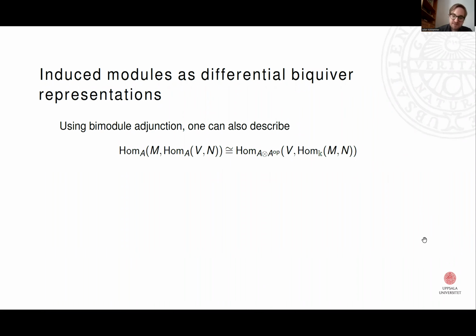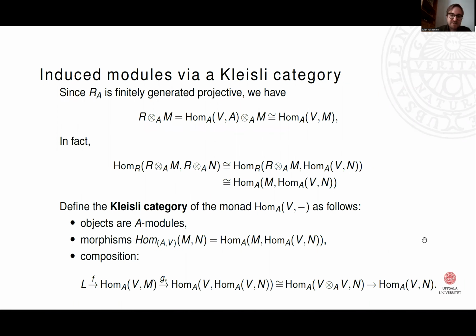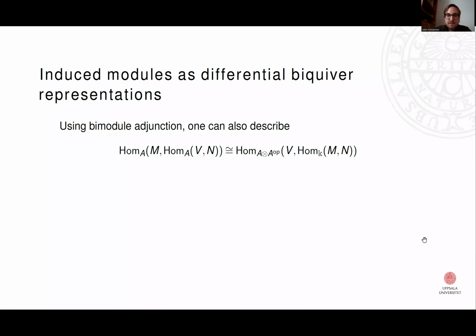Now there's another description. So this Kleisli category is somehow quite conceptual, quite categorical, and so on. But there's actually another description of this Kleisli category, which goes as follows. One uses the description that we had before, so the homomorphism spaces between M and N are given by the homomorphism space from M to hom V comma N. And if one uses the bimodule adjunction, then this can also be described as homomorphisms over A tensor A op from the co-ring V to hom M N. And then you can describe how composition works and so on.